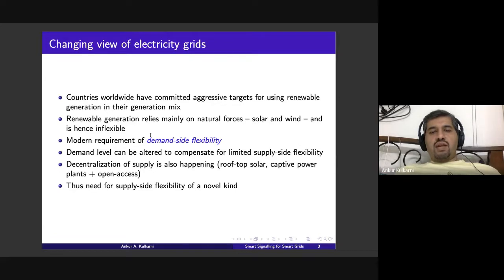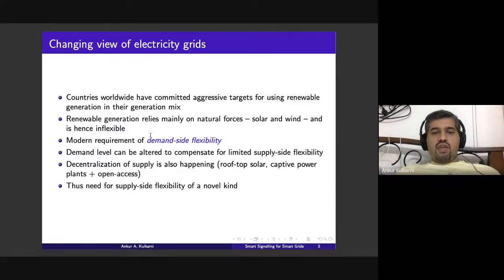All of these things put together have the impact that countries worldwide have ambitious and aggressive targets for using renewable energy in place of fossil fuels. The advantage of fossil fuels has always been that you have mined them already, you store them, and you can burn them whenever necessary to generate power as and when required.